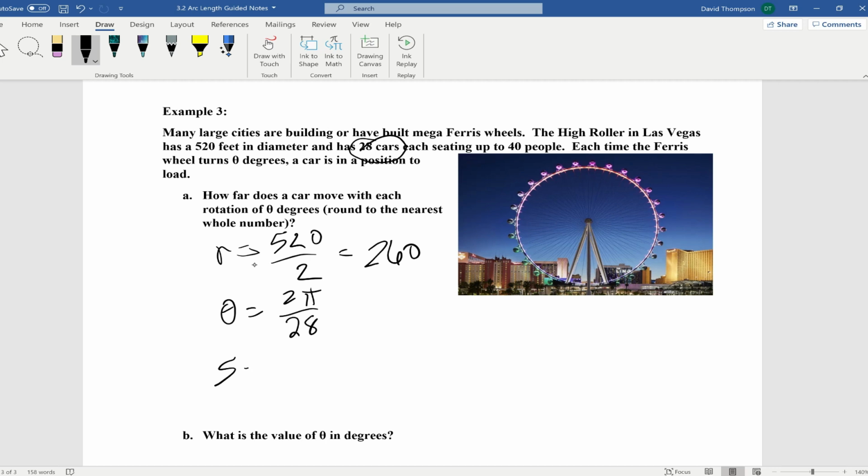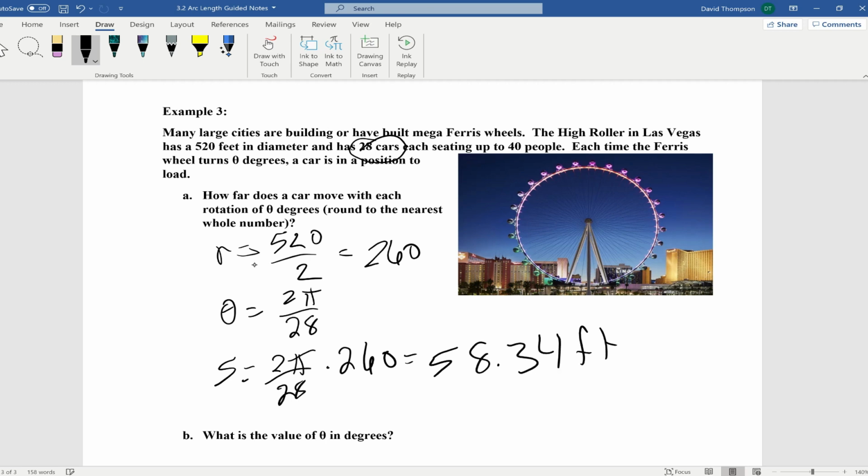Now we just plug in our formula. 2 pi over 28 times 260, the radius. So we're going to do 2 pi times 260 divided by 28, and we get approximately 58 feet every time the cars rotate. So 58.34 feet. What is the value of theta in degrees?